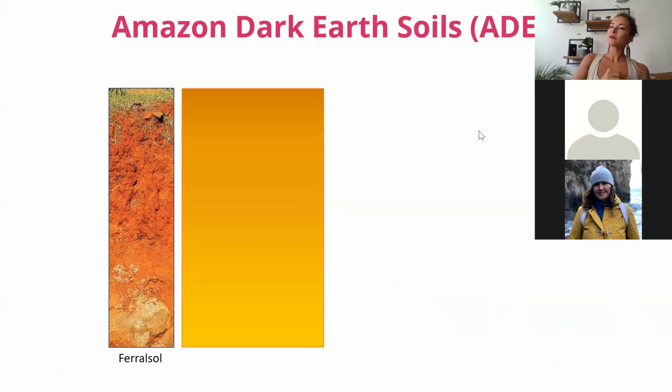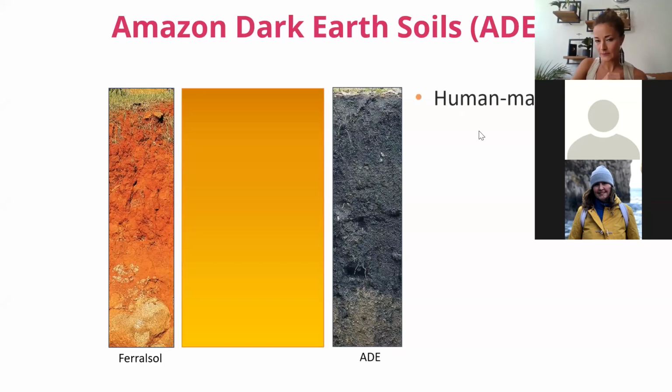So when we start thinking about detecting humans in the Amazon, one of the ways that we can do that is through a special kind of anthropogenic soil known as Amazonian dark earths. Now, the natural soils in the Amazon are these types of ferrosols pictured on the left-hand side. They tend to be really rich in metals, very nutrient poor, very clay dense, as opposed to the types of soils we find associated with archaeological sites. So these soils are going to be a human-made soil.